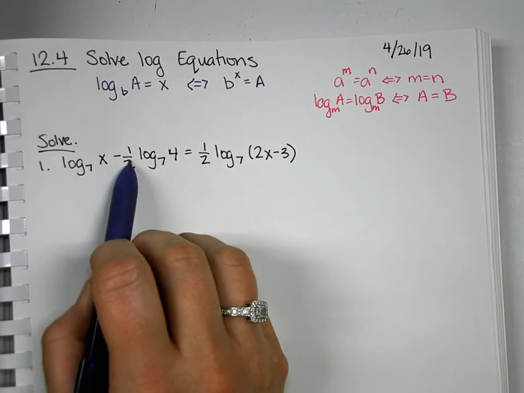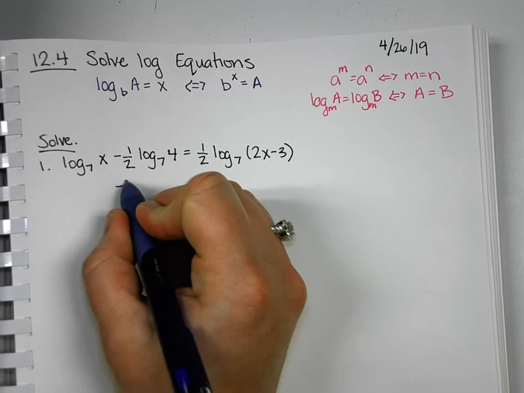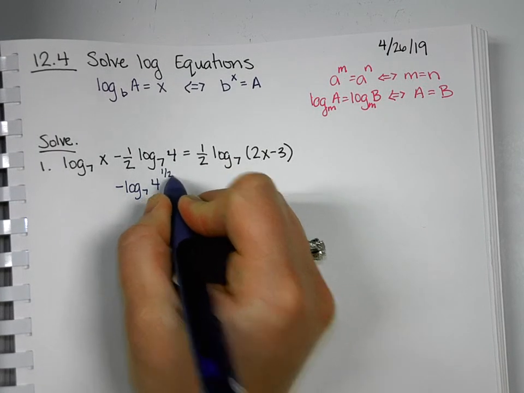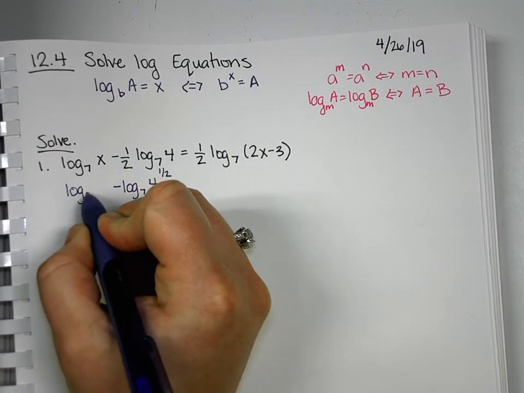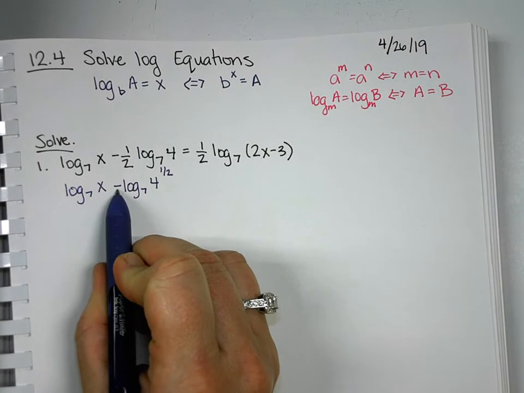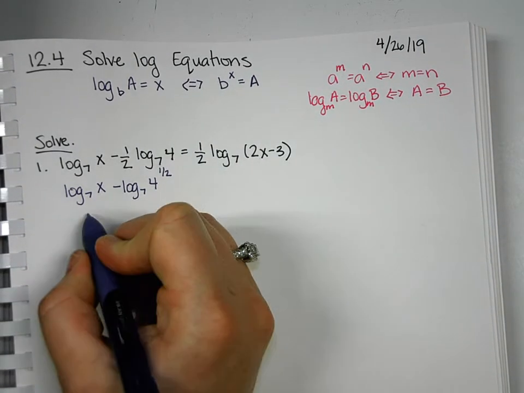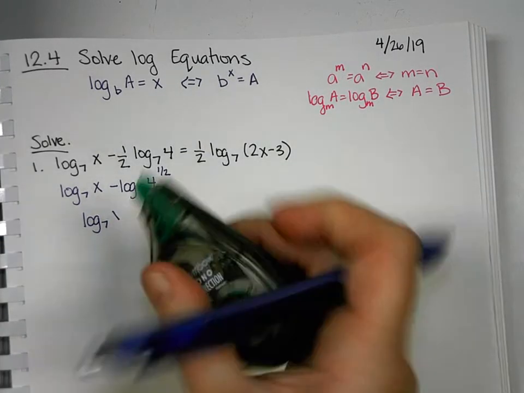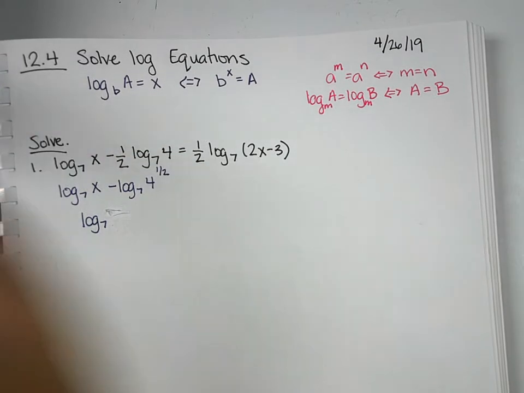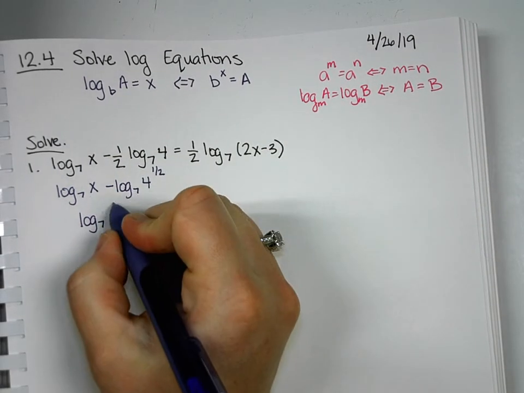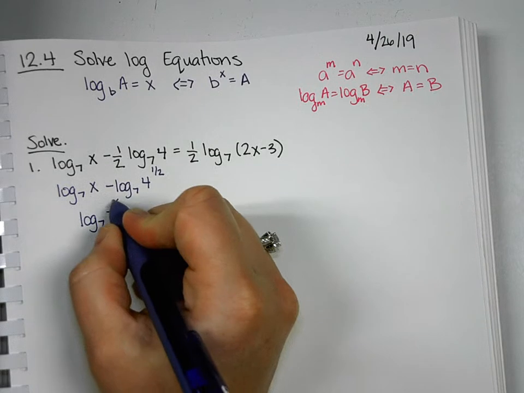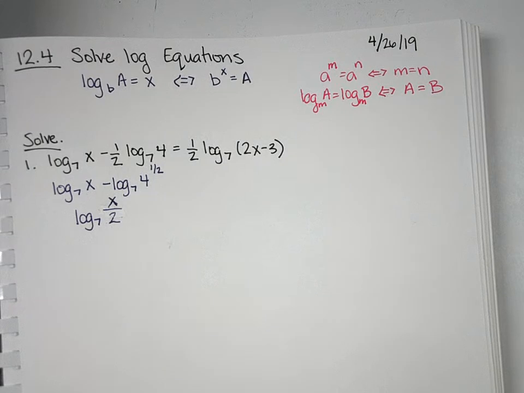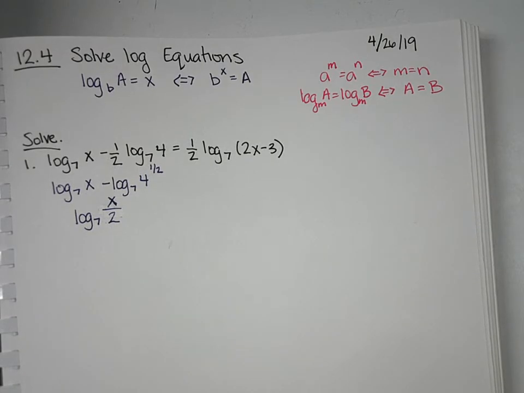If I look at condensing, the 1/2 coefficient here can come in as my exponent. And then the minus means we're going to divide. So I can condense this further: log base 7 of x divided by, and 4 to the 1/2 is 2, so I can write it as x over 2. So I've condensed the left side down to one log.